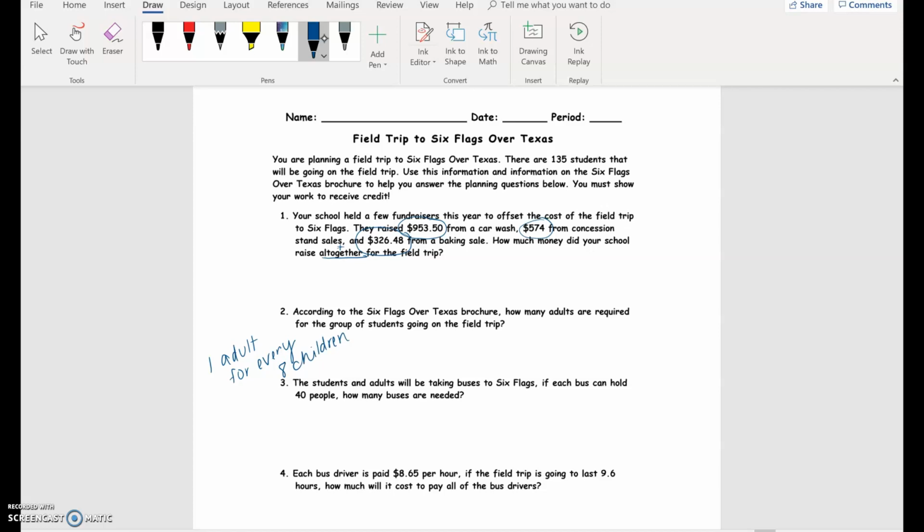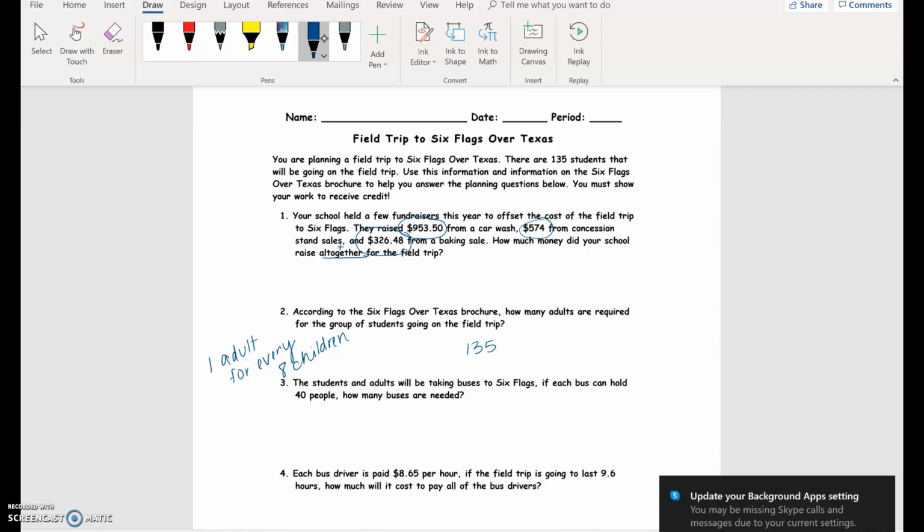Okay, so we need to separate these 135 students into groups of 8, right? So we're putting 135 students into groups of 8. That should help you figure out what operation you're going to do. Now be mindful: we could do 7 groups of 8, which is not true, because 7 times 8 is 56. That doesn't get me to 135.